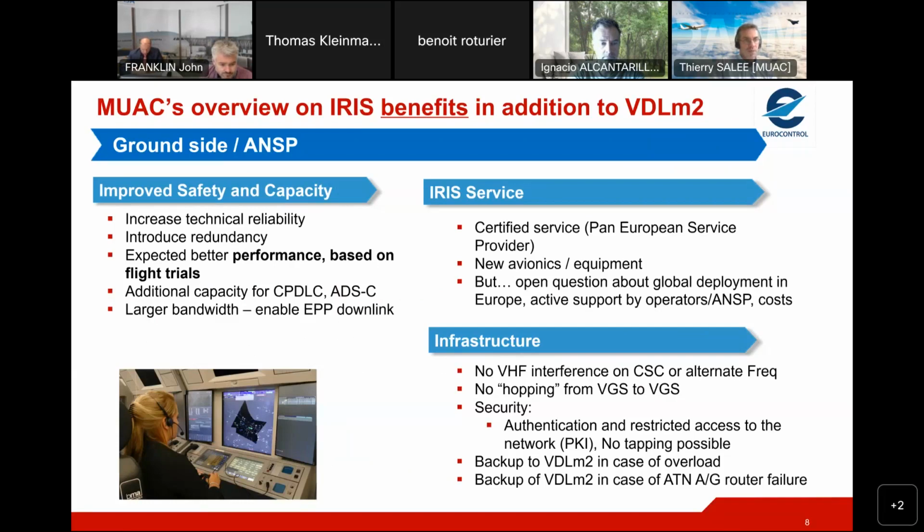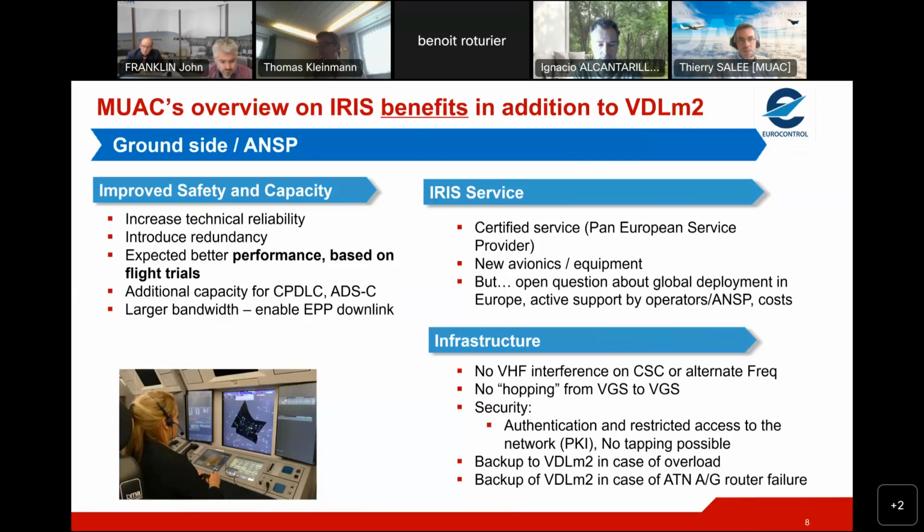Expected to have better performance based on flight trials. We have much more capacity in terms of bandwidth, which is welcome for CPDLC, but mainly for ADS-C to support the EPP downlink. The IRIS service will be certified by a European service provider, which is not the case for the moment for VDL Mode 2. So certify would mean procedure, also for change management, for incident investigation, for service availability, monitoring, and so on.